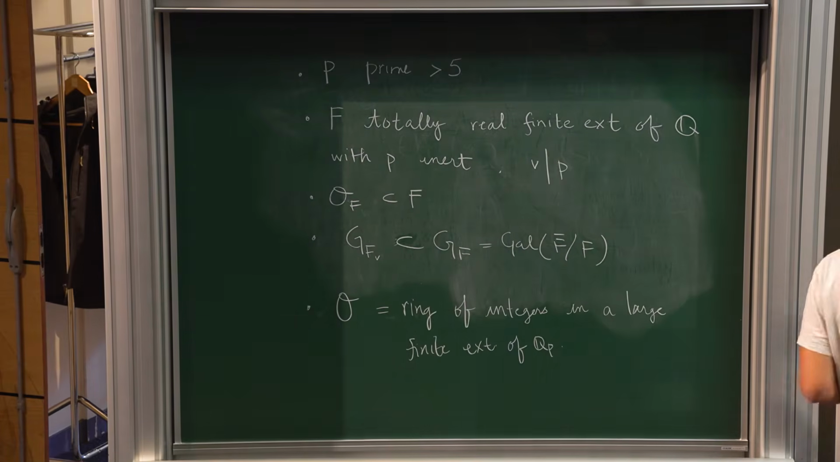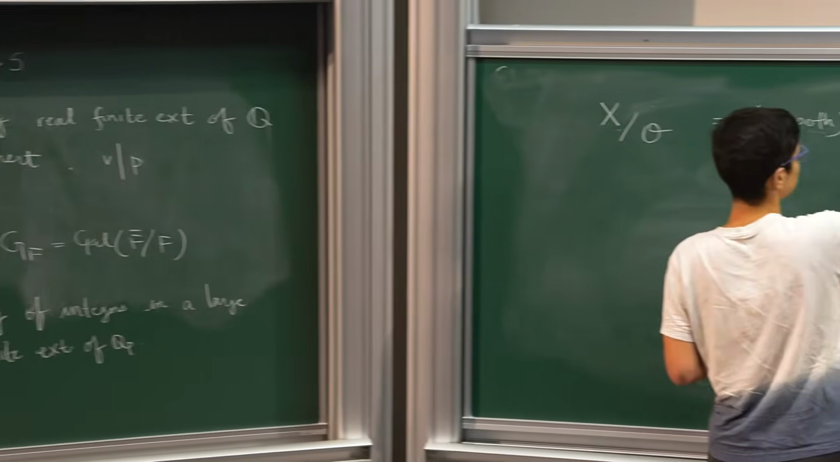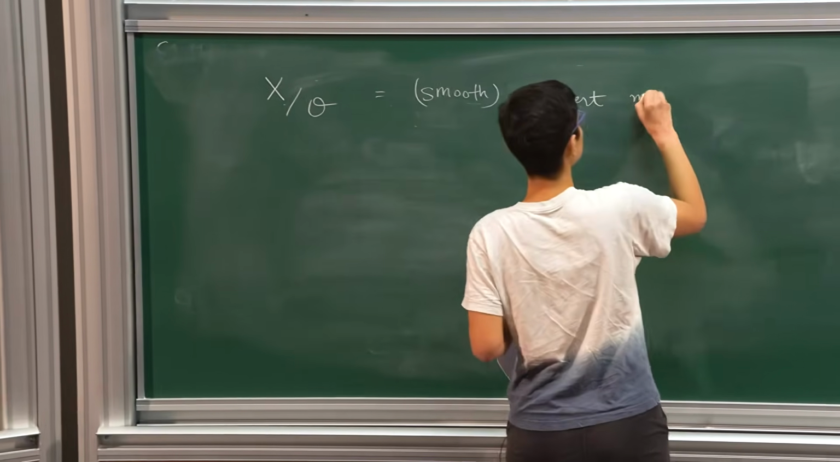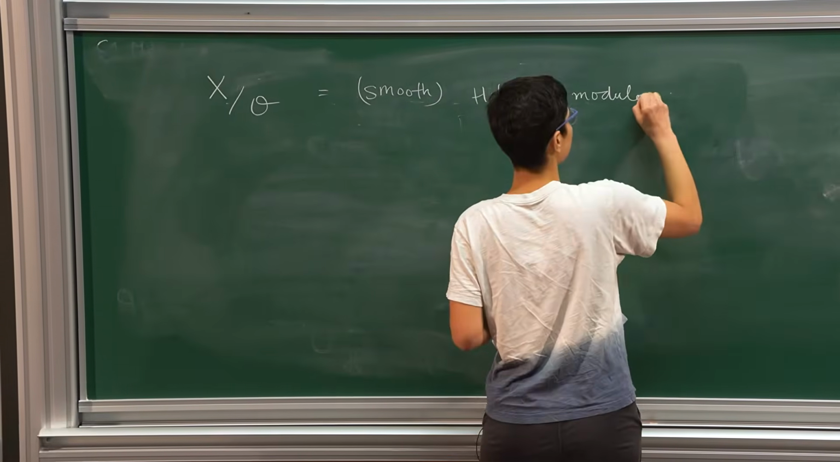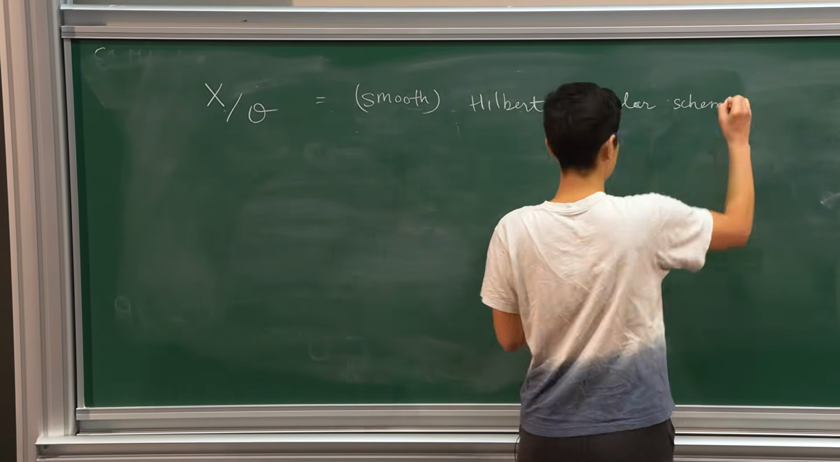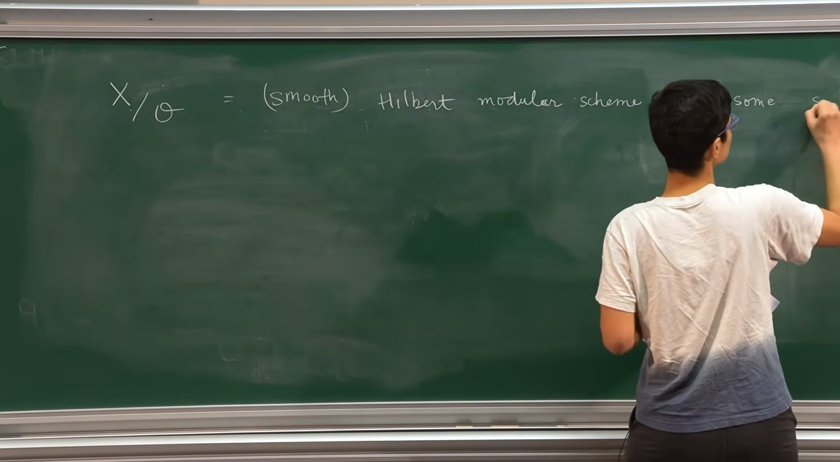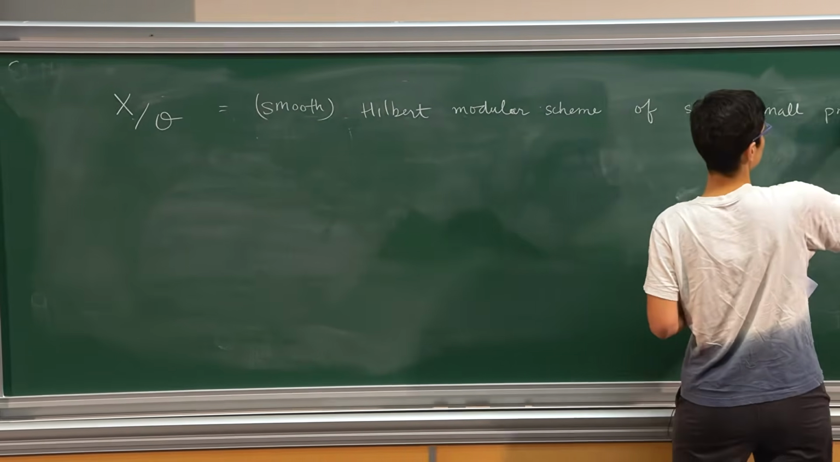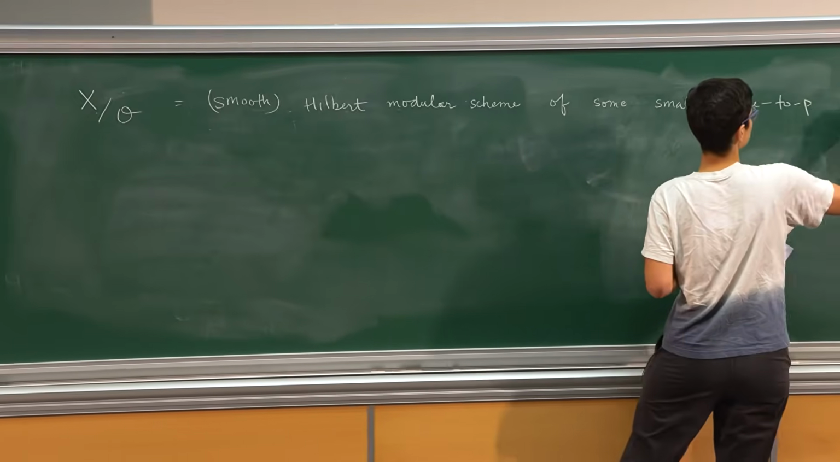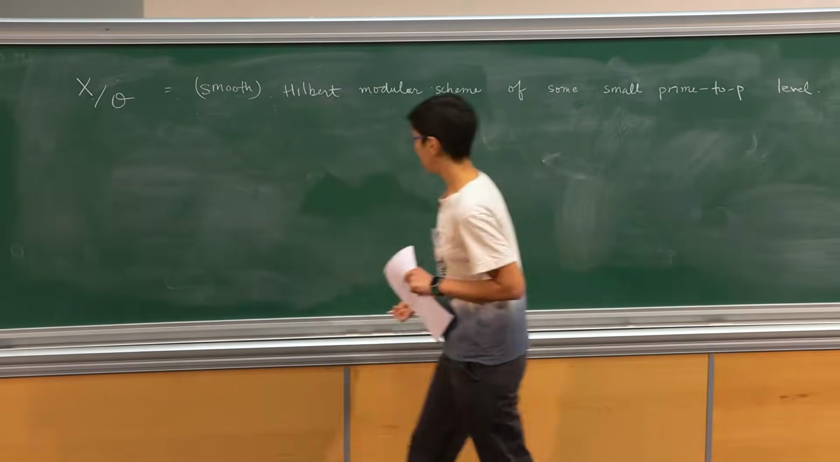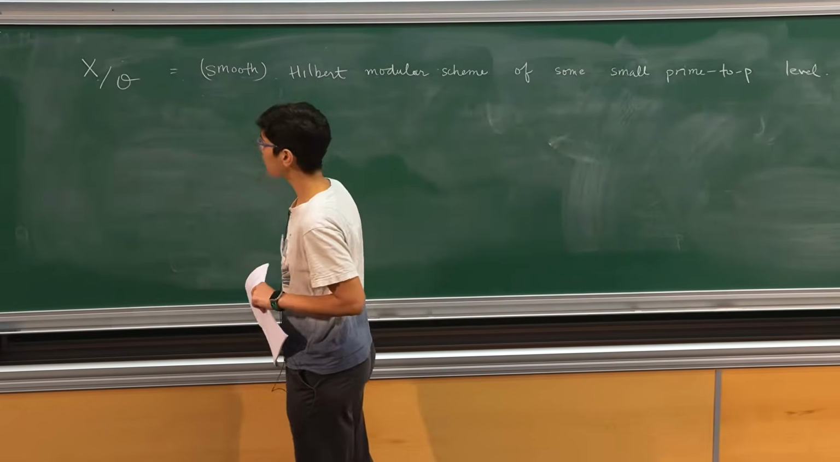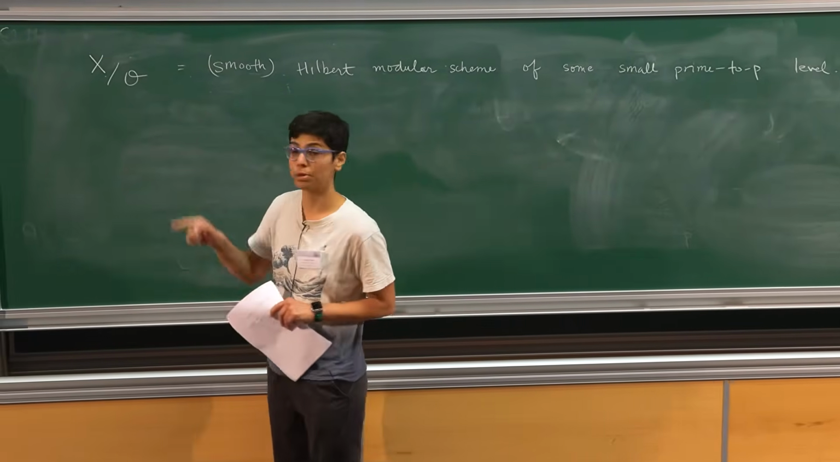Okay, so we'll be working with the Hilbert modular scheme defined over O. So this is going to be actually smooth of hyperspecial level at P. So Hilbert modular scheme of some small prime to P level. And this is the Shimura variety for the Weil restriction of scalars of GL2 from F to Q.